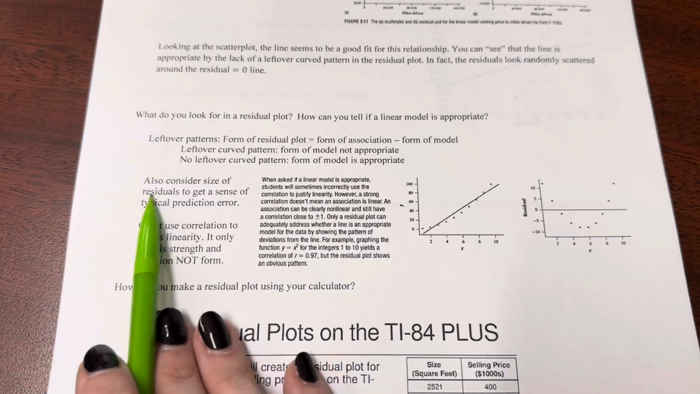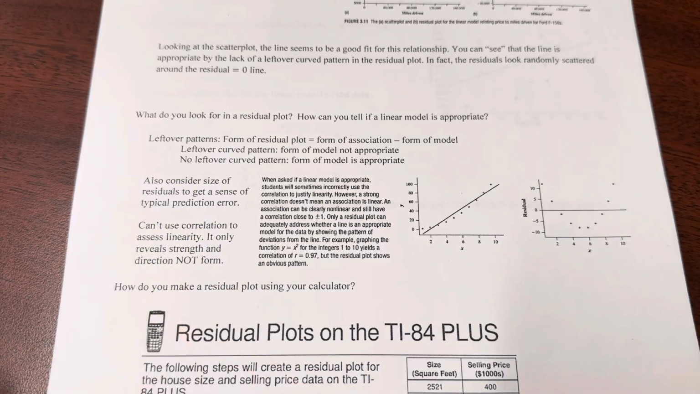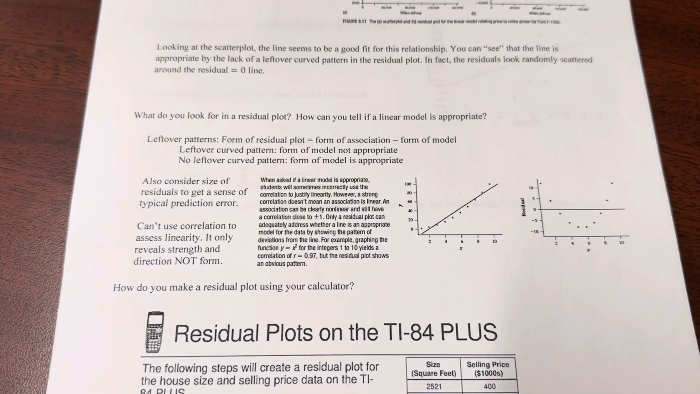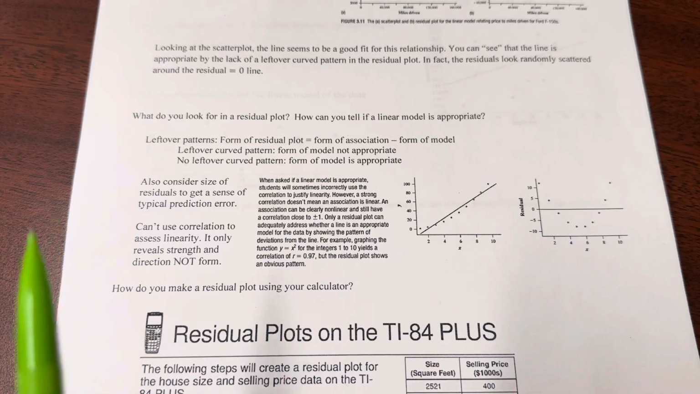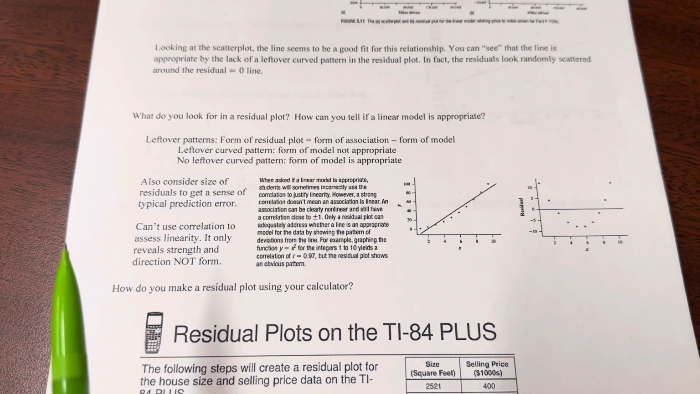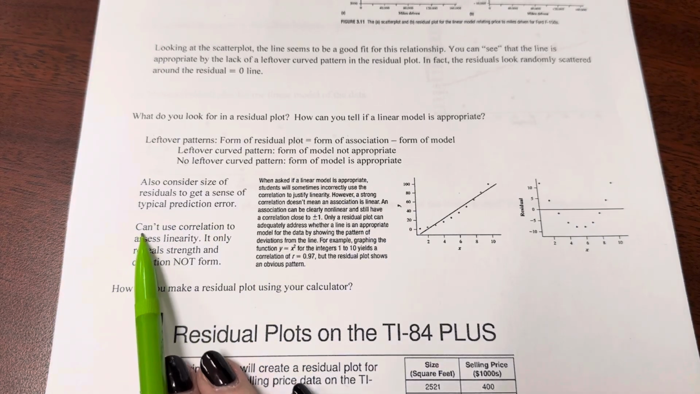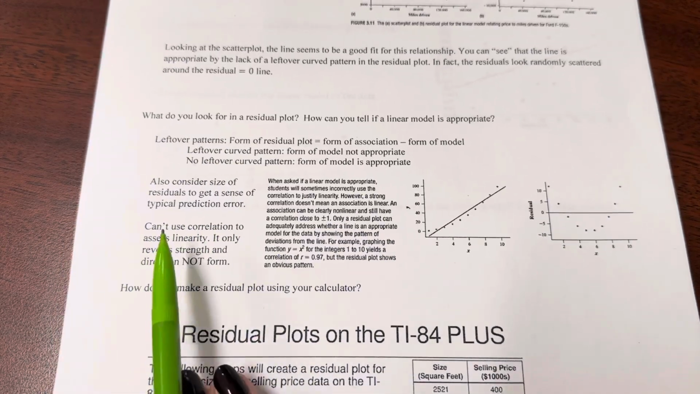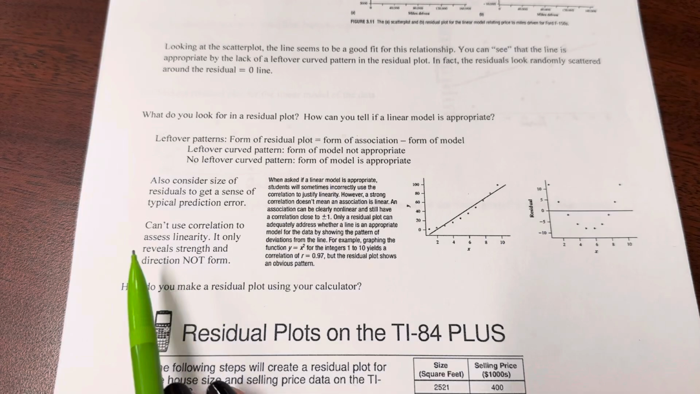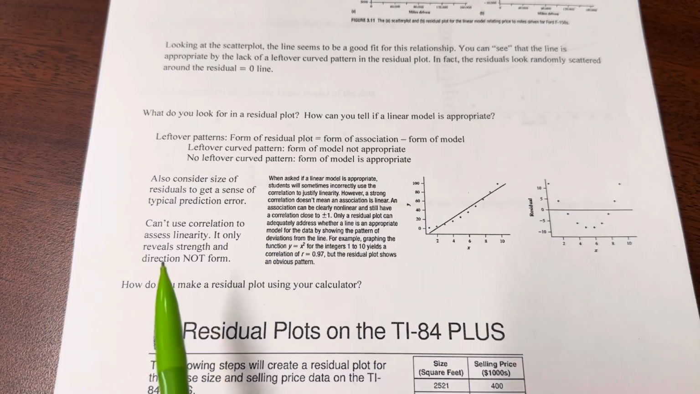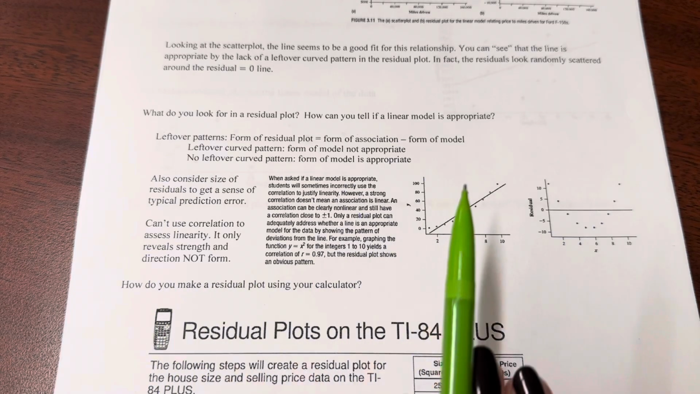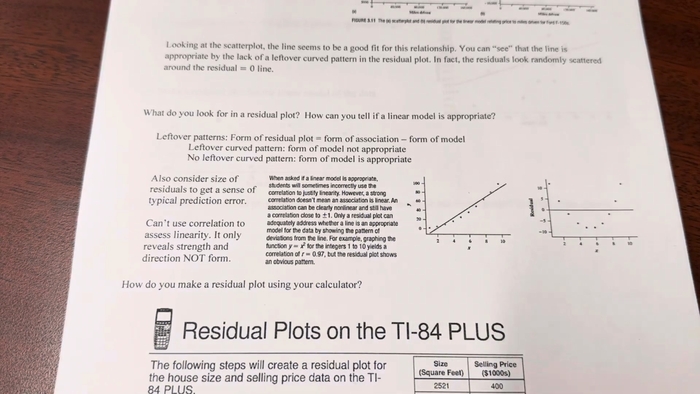Also consider the size of the residuals to get a sense of the typical prediction error. If those residuals are really large, then your predictions are going to be pretty far off, so you might not want to make predictions using a model in that scenario. You cannot use the correlation coefficient to assess linearity. It only reveals strength and direction, not the form, which means that you have to look at the graph to see whether or not a linear model is most appropriate, and you have to verify it with that residual plot.